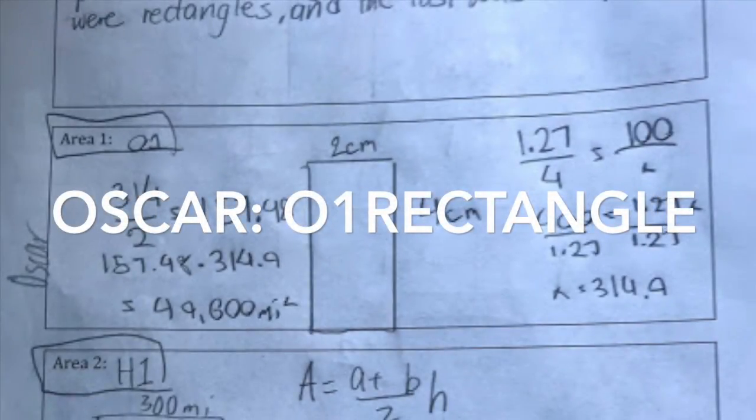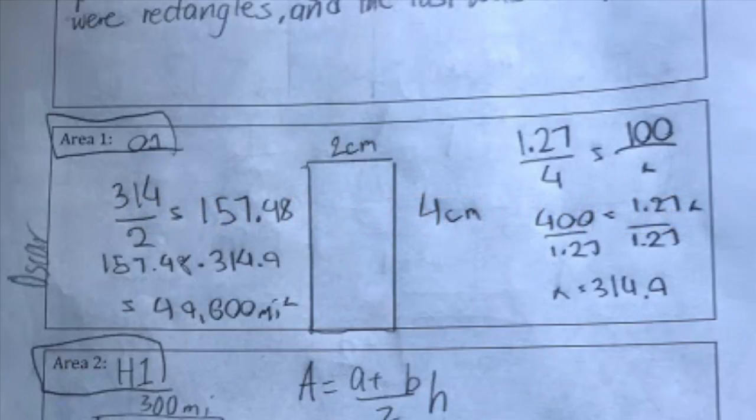To find the area for O1, I started off by measuring the rectangle, and I got 4 centimeters for the length and 2 centimeters for the width. I then put it in a proportion since I know 1.27 centimeters.